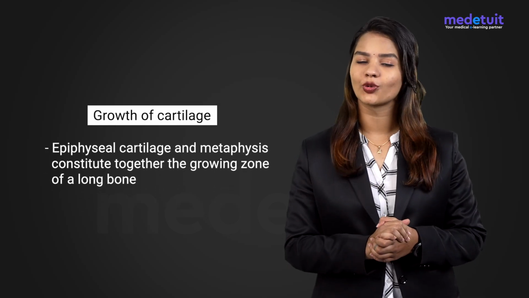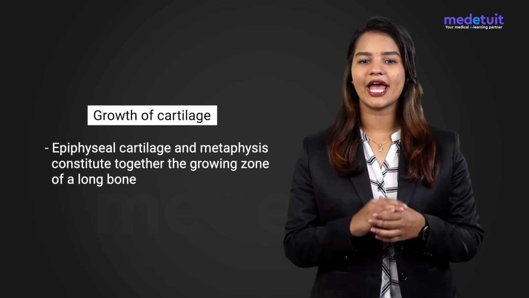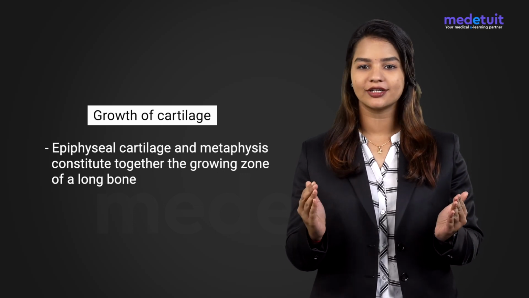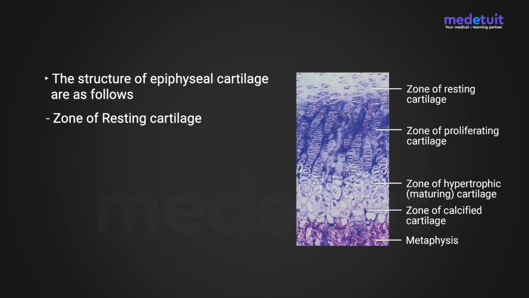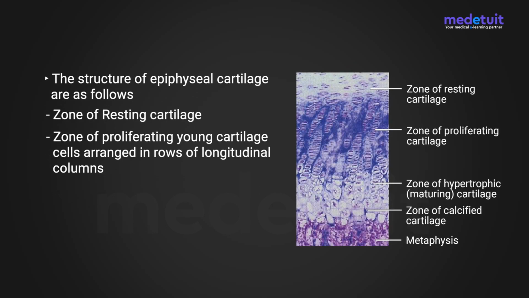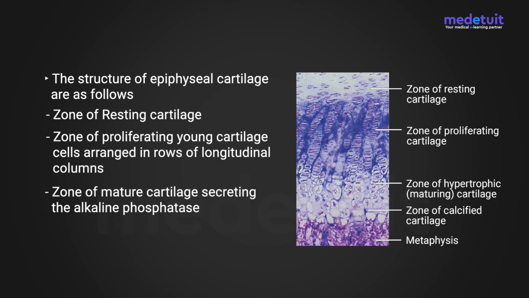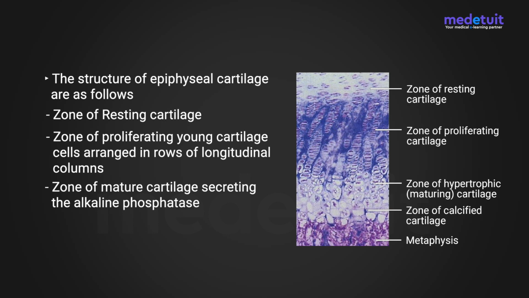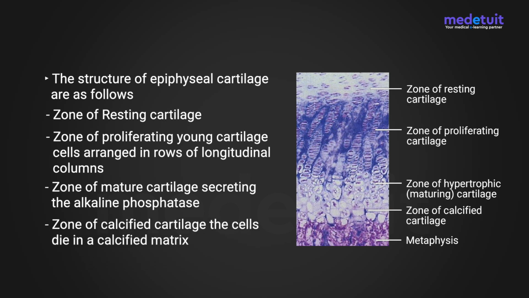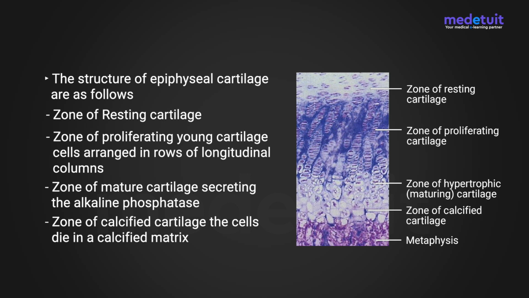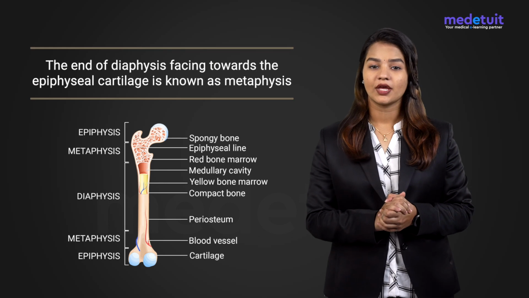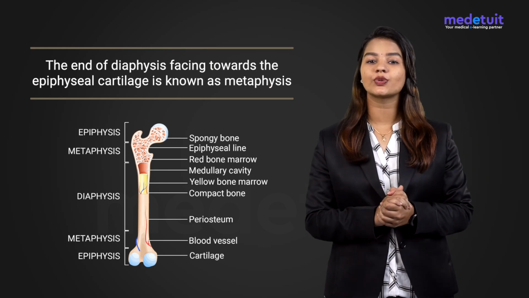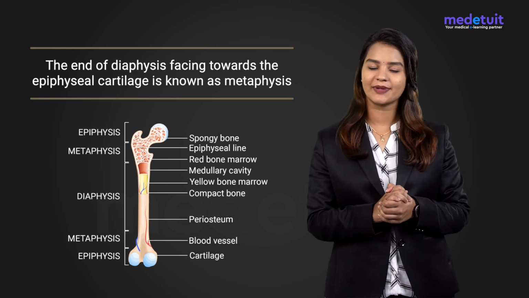How does the cartilage grow? Epiphyseal cartilage and metaphysis constitute together the growing zone of a long bone. These are the following zones: zone of resting cartilage, zone of proliferating young cartilage cells arranged in rows of longitudinal columns, zone of mature cartilage secreting the alkaline phosphatase, and zone of calcified cartilage where the cells die in the calcified matrix. The metaphysis. The end of diaphysis facing towards the epiphyseal cartilage is known as the metaphysis.